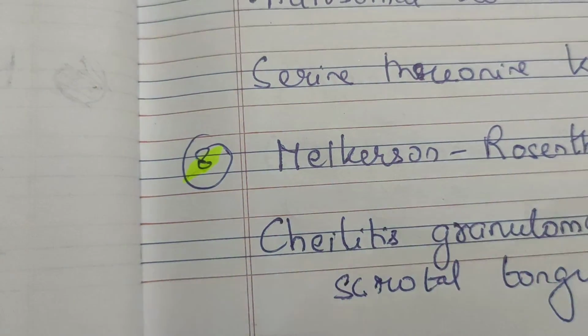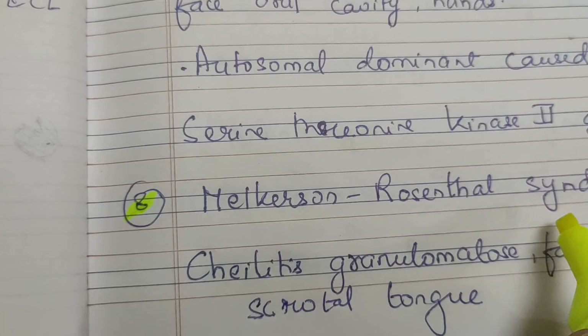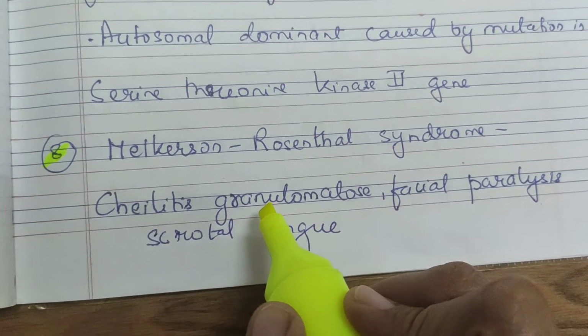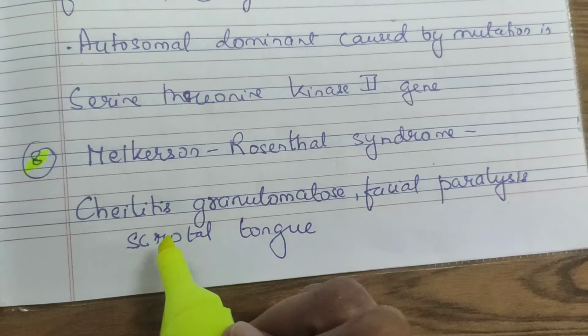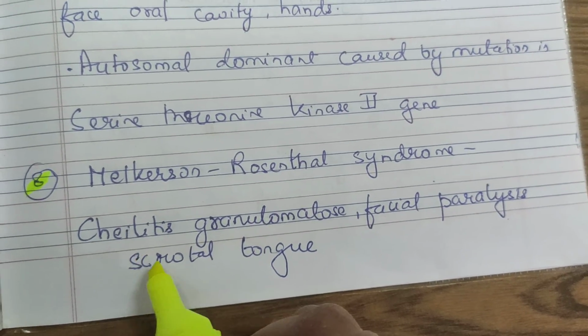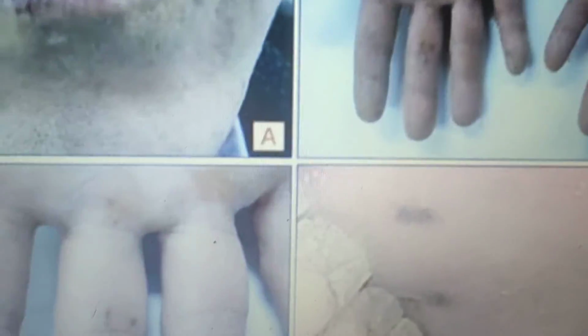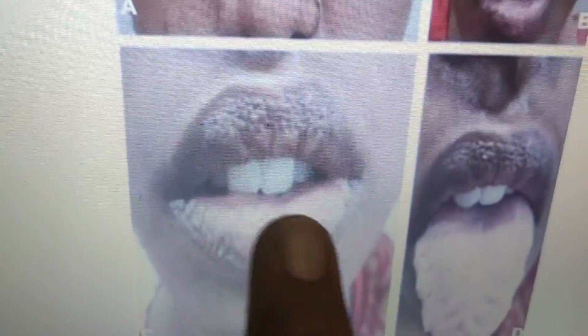Okay, so the next syndrome, the eighth one, is Melkersson-Rosenthal syndrome. In this you will see cheilitis granulomatosa, facial paralysis and scrotal tongue. Okay, and the picture related to this is here. Okay, you can see scrotal tongue, cheilitis granulomatosa, and you can see facial paralysis. Okay, this is Melkersson-Rosenthal syndrome.